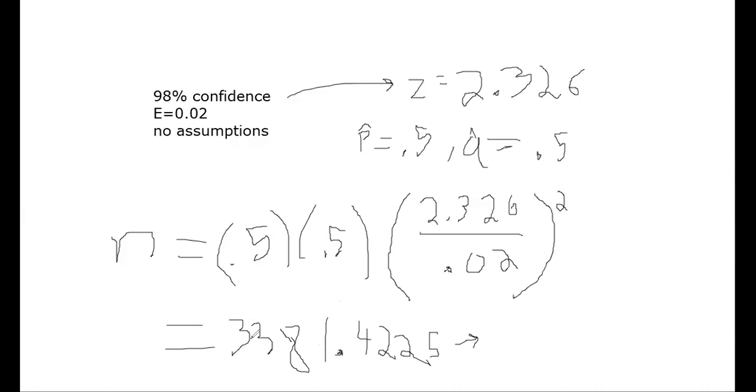Again, this isn't good enough. This isn't a sample size. This is just an answer to this particular computation. It's not a sample size yet, because a sample size needs to be a whole number. So we round up to 3,382.